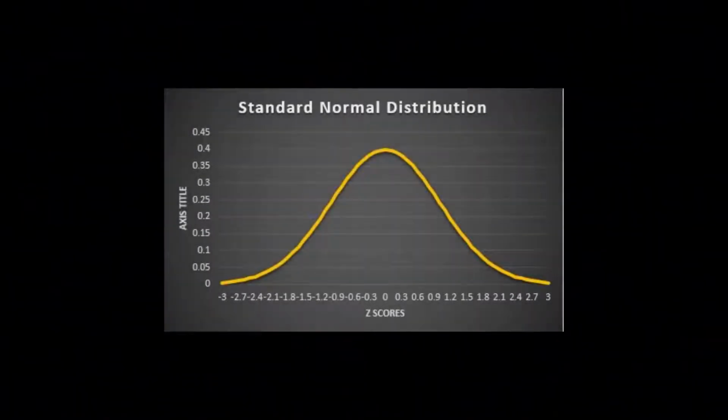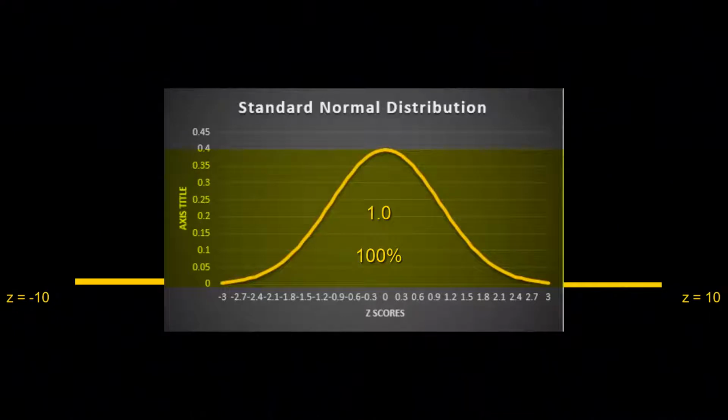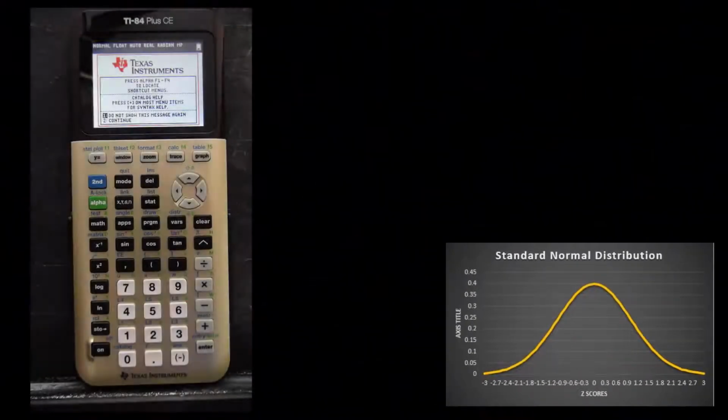The area trapped under any normal curve is 1 or 100% of the population. This implies that if we added up all the area from z equals -10 to z equals 10 standard deviations either way, we'd get 100% of the population under the curve. The Texas Instruments graphing calculators allow us to quickly determine proportions of populations in certain intervals by using the normal CDF function. So we are going to the golden calculator.